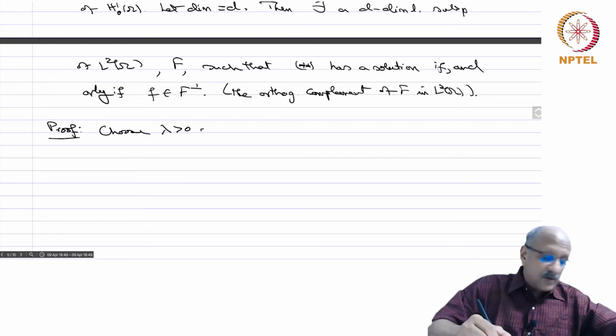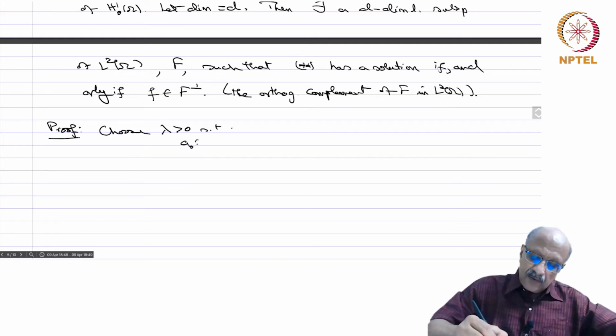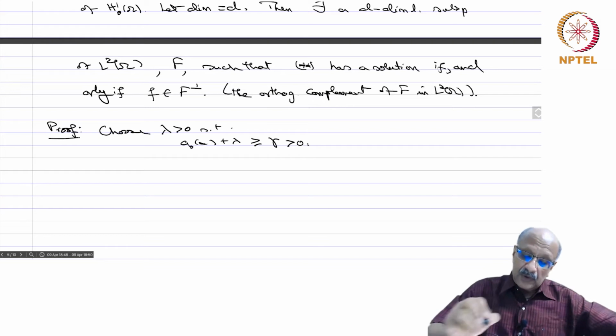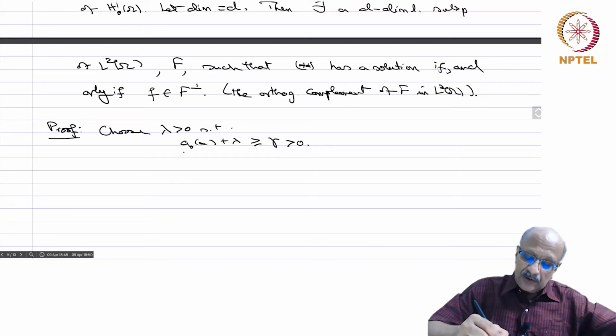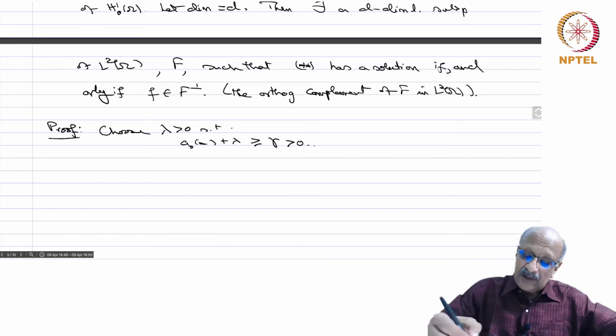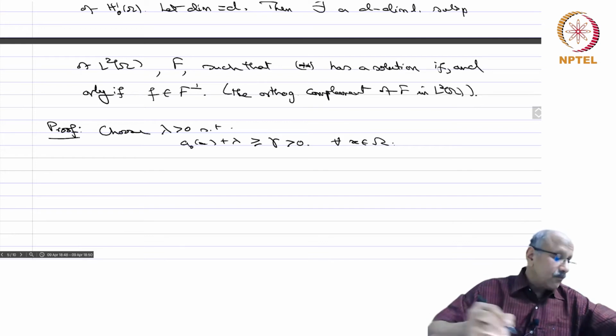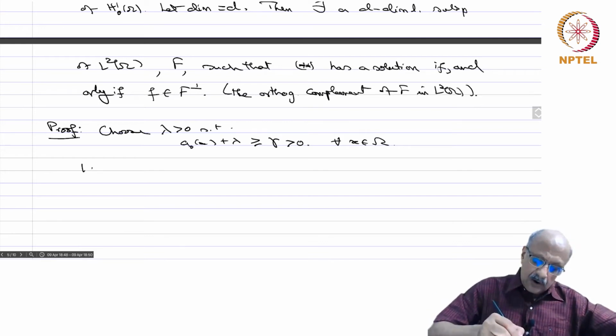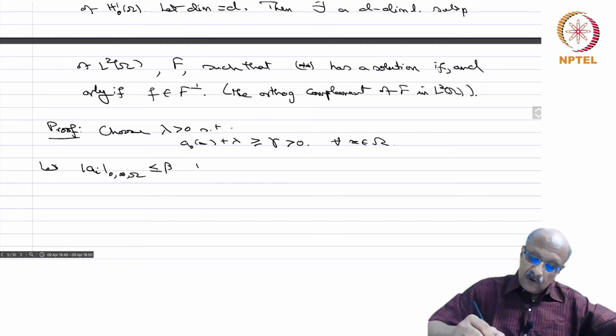lambda positive such that a naught of x plus lambda is greater or equal to gamma, which is strictly bigger than 0. Okay, so this can always be done because a naught is in L infinity, so it is bounded. So if I add a sufficiently large constant, then it will always be strictly positive, and you can find a minimum value which is again strictly positive for all x in omega. Okay, so now let the L infinity norm of ai on omega be less than or equal to beta for all 0 less than or equal to i less than or equal to n.